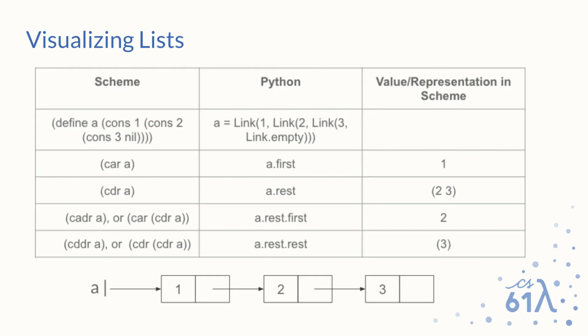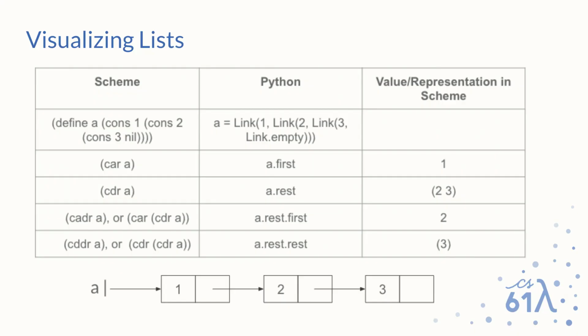And then if you do cadr, I don't know how people will pronounce it, but cadr of A, or car of cdr of A, then it's the same as doing A dot rest dot first. So you first access the reference of the rest, the second part of the list, the 2 and 3, and then from there you get the first of it using car. So you evaluate from inside to outside, and it's like A dot rest dot first, and you're going to get that 2 value.